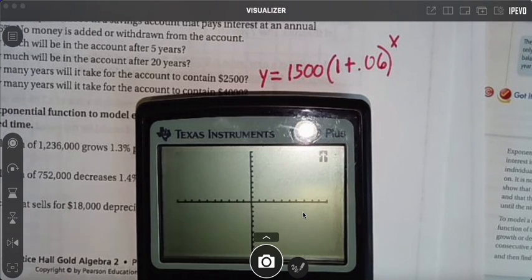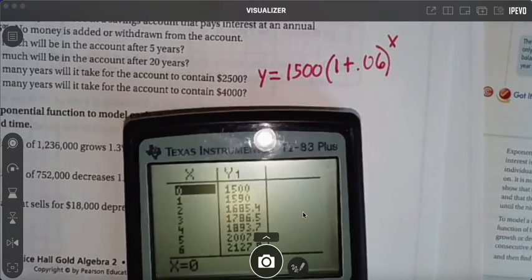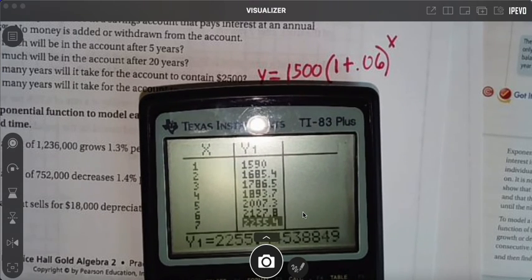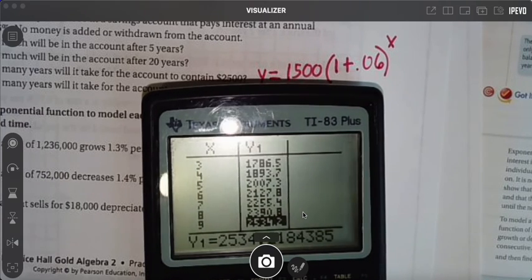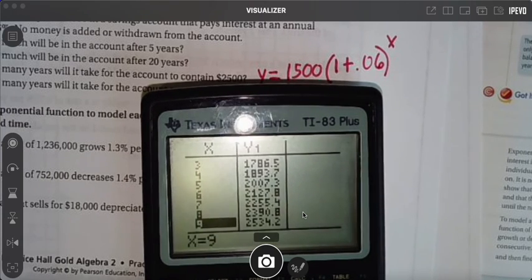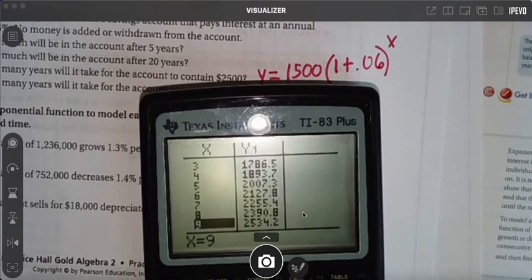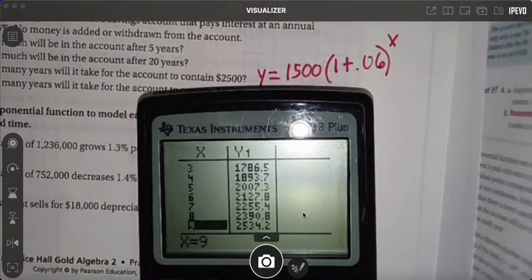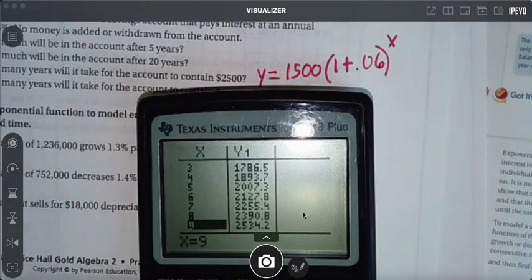I want us to just go to our table. So we press second graph. What do they want our Y value to equal? 2,500. So if I just scroll down to 2,500, do I see it? What's X going to be? 9. So it is going to take somewhere between 8 and 9 years to get to 2,500. Your answer would just be X equals 9. Let me see what they put, if they put 8 or 9. That is for C, correct? Yeah, they put about 9 years for C.